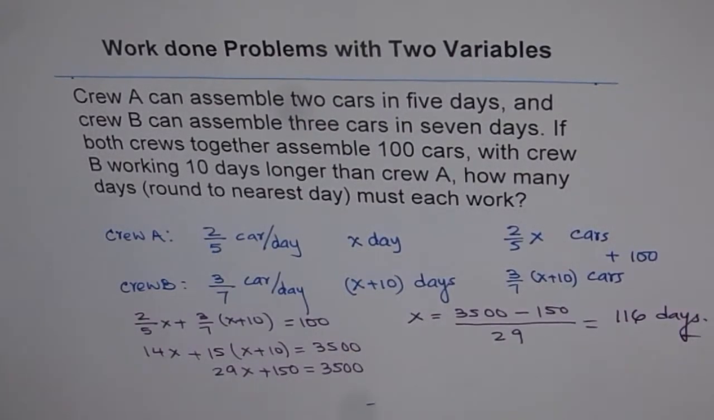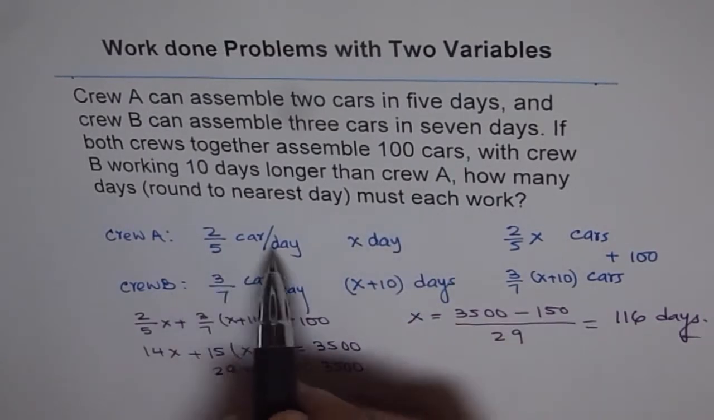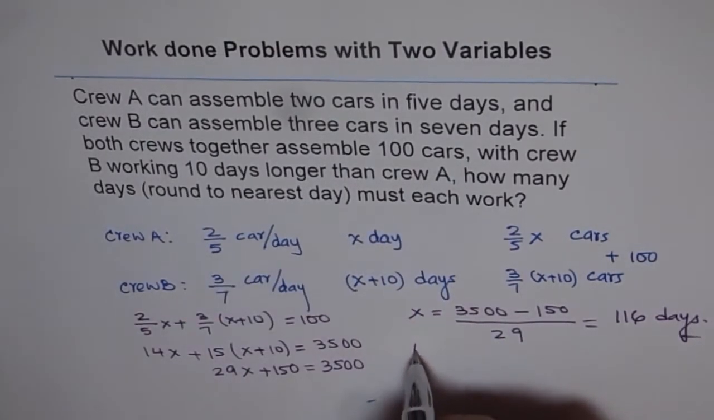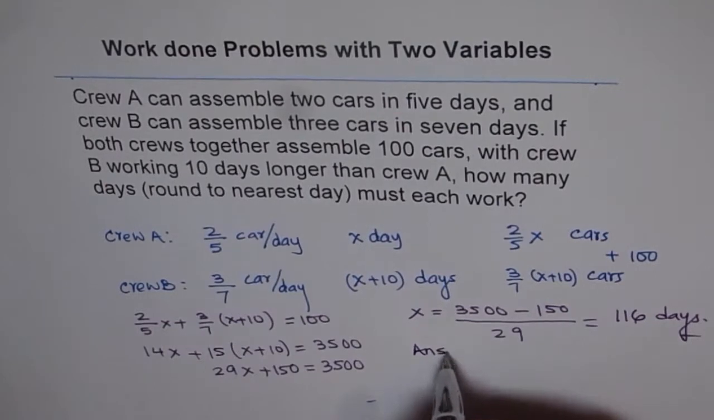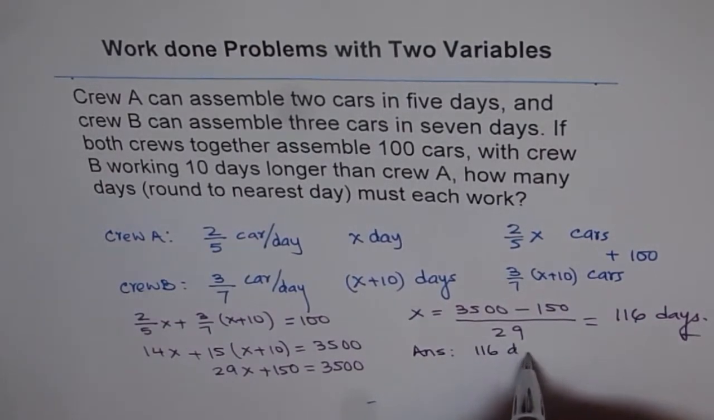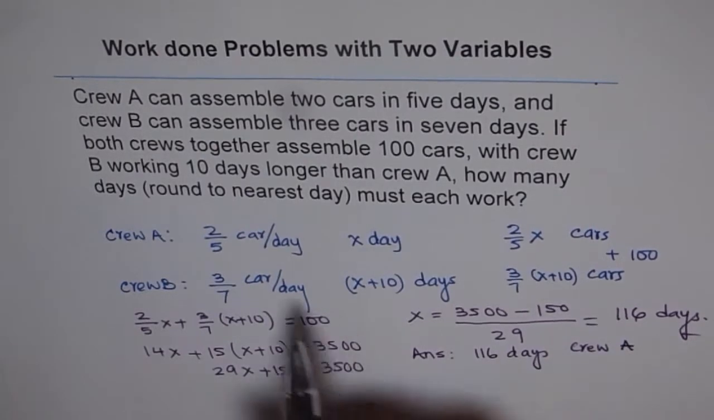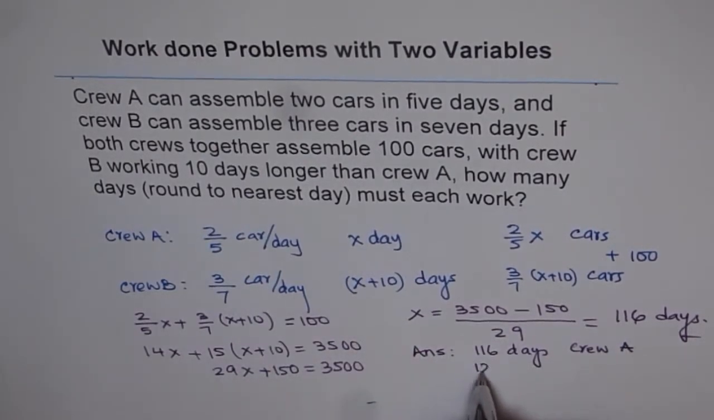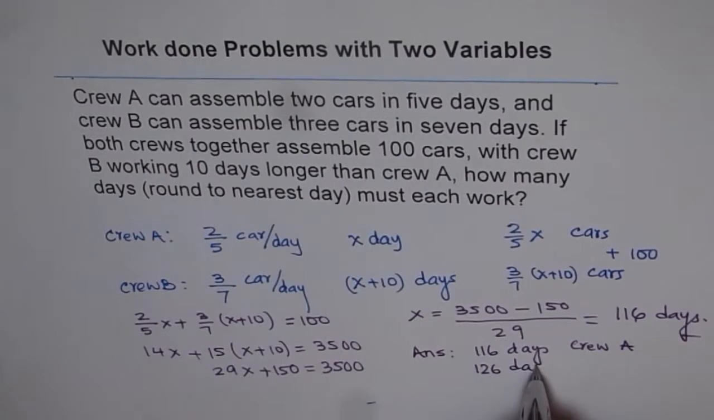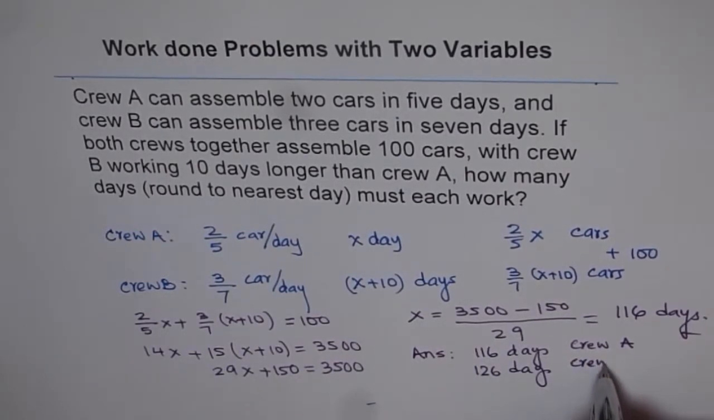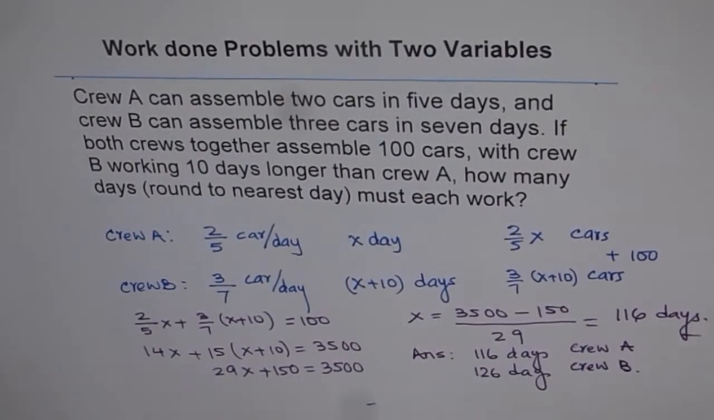That is the time which crew A is working. So crew A will work for 116 days, right? So 116 days for crew A plus 10 days, that means 126 days for crew B, right? So that is how we can solve these kinds of problems.